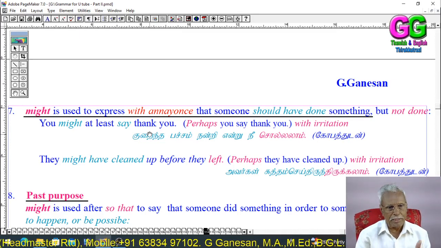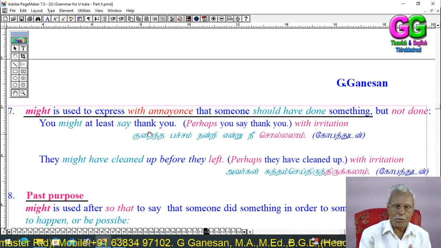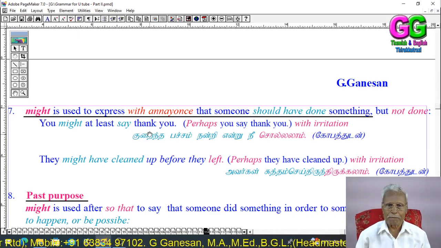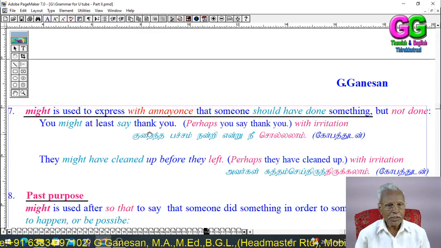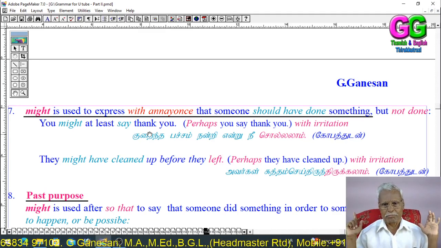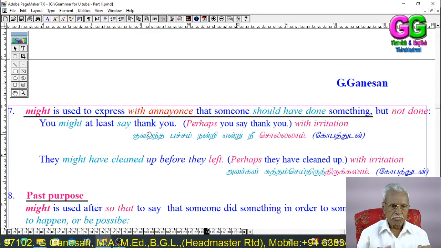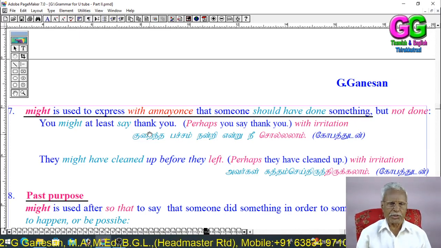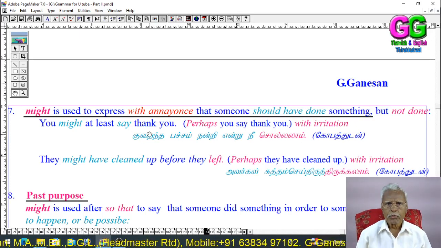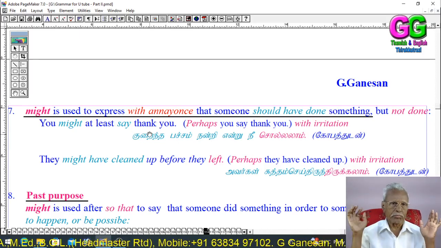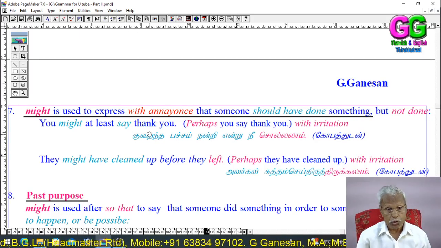Might has been used in the present tense. You might at least say thank you. It means perhaps you say thank you, with irritation. Then in past tense.